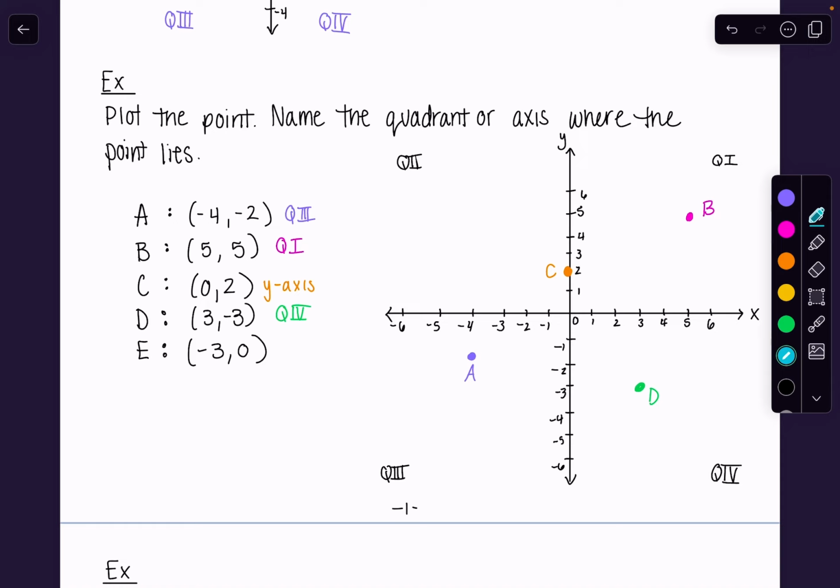Finally, for point E, you move -3 in the x. We do not move in the y direction at all because it is 0. So point E lands right here. So if I'm considering which quadrant it is, it's not in a quadrant, it's on one of the axes, and this lands exactly on the x-axis. Okay.